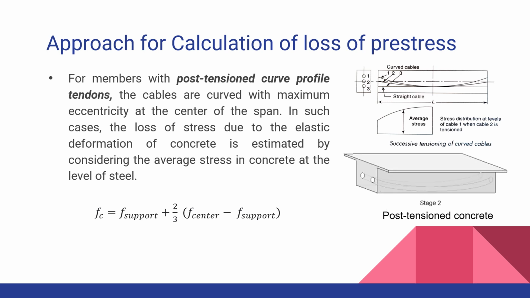For members with post-tension curved profile tendons, the cables are curved with maximum eccentricity at the center of the span. In such cases, the loss of stress due to elastic deformation of concrete is estimated by considering the average stress in concrete at the level of steel. The average prestress is calculated using the formula: average prestress equals prestress at support plus two-thirds of the difference between prestress at center of the span minus prestress at support, all calculated at the level of steel.